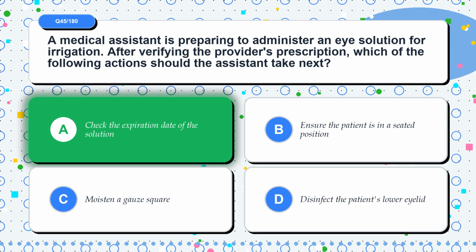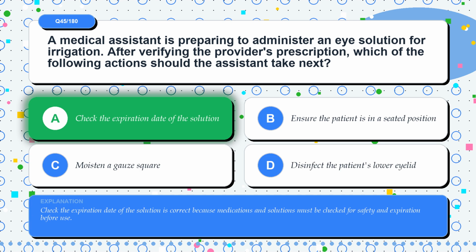The correct answer is option A. Check the expiration date of the solution. Check the expiration date of the solution is correct because medications and solutions must be checked for safety and expiration before use.